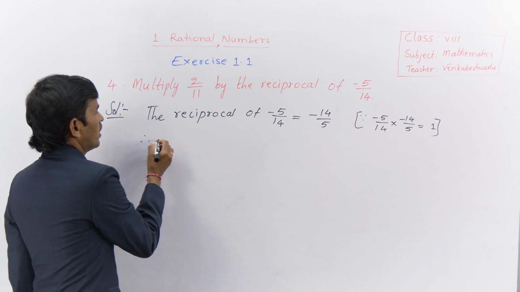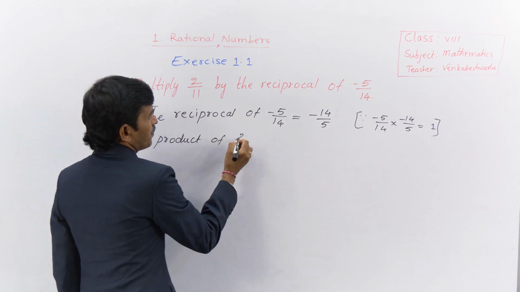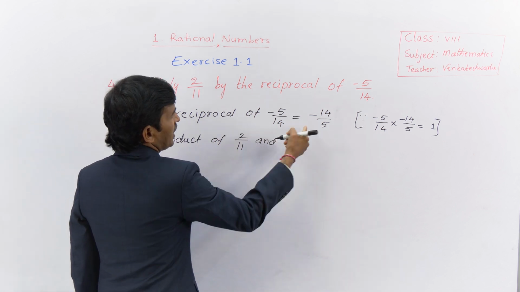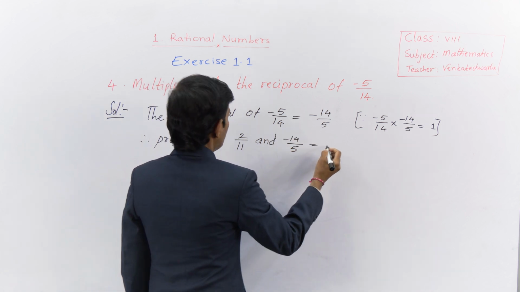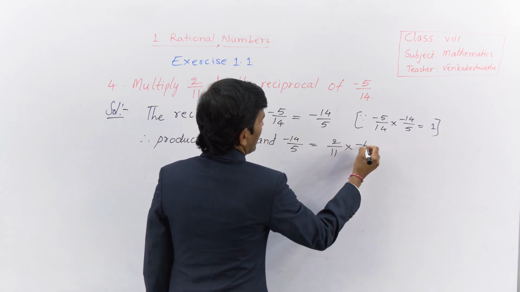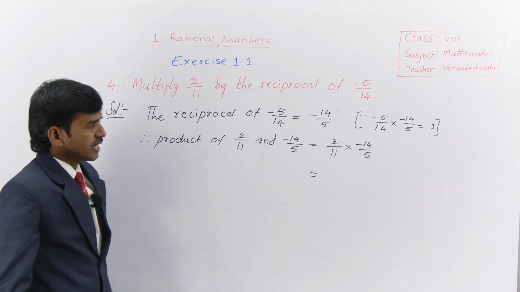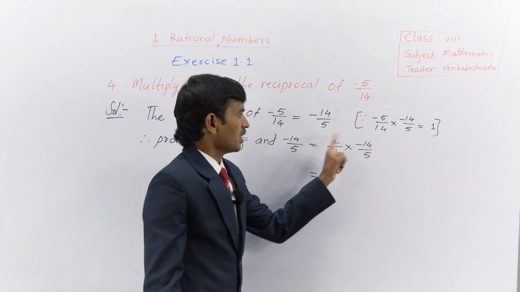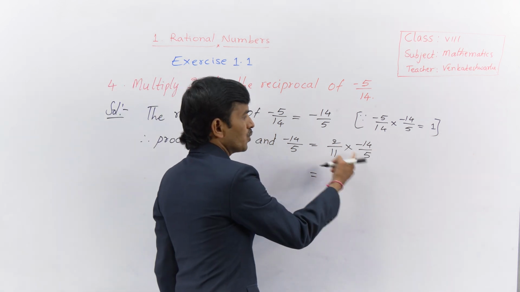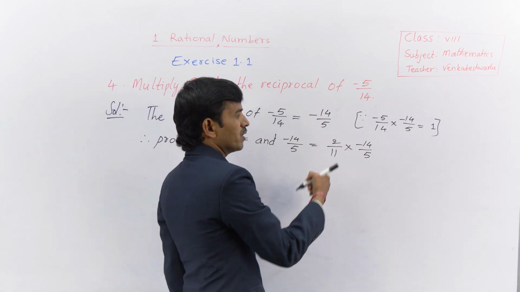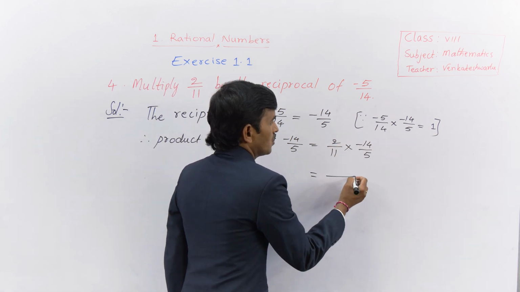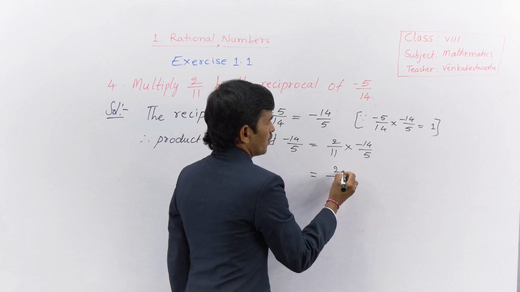Now we should multiply this. Therefore the required product is the product of 2 by 11 and its reciprocal minus 14 by 5, which is equal to 2 by 11 into minus 14 by 5. Let us multiply the numerators and denominators. Is there a chance to cancel any of the numerator and denominator? As there is no chance to cancel, let us multiply the numerators. 14 2s are 28.